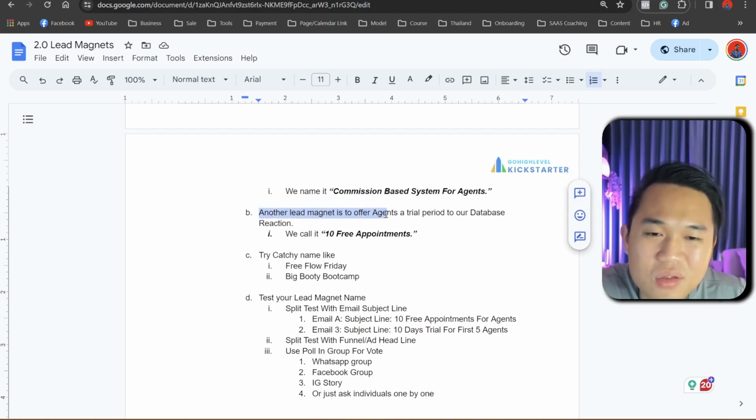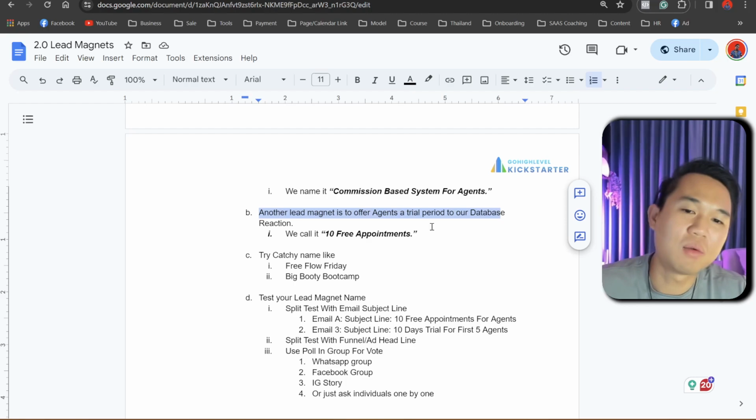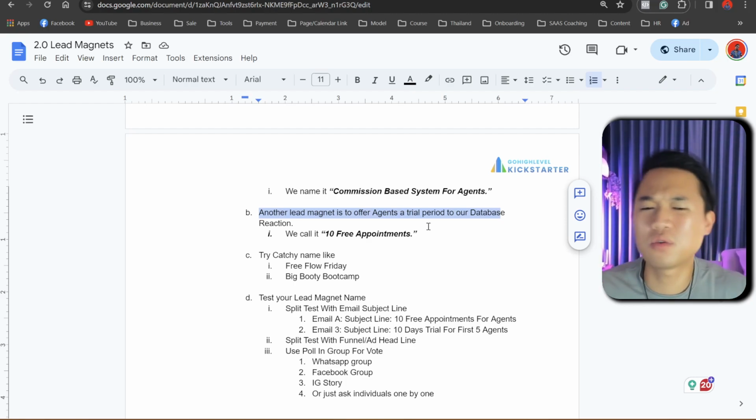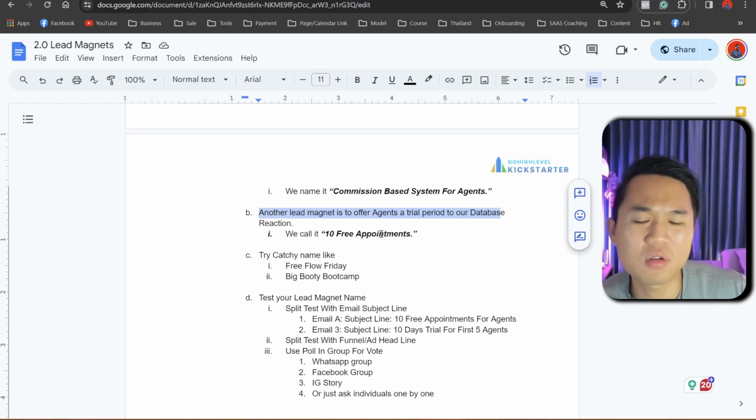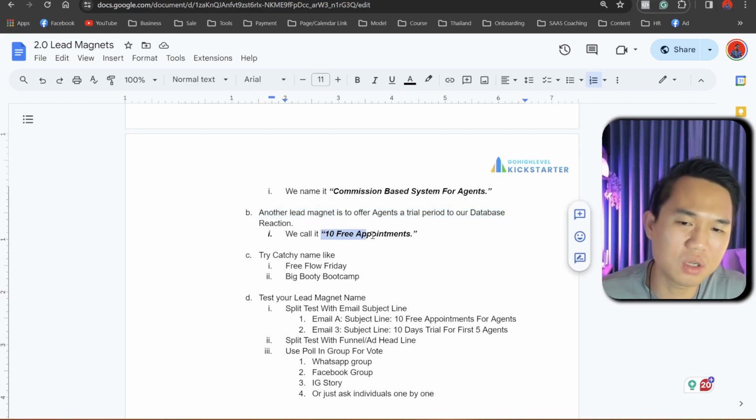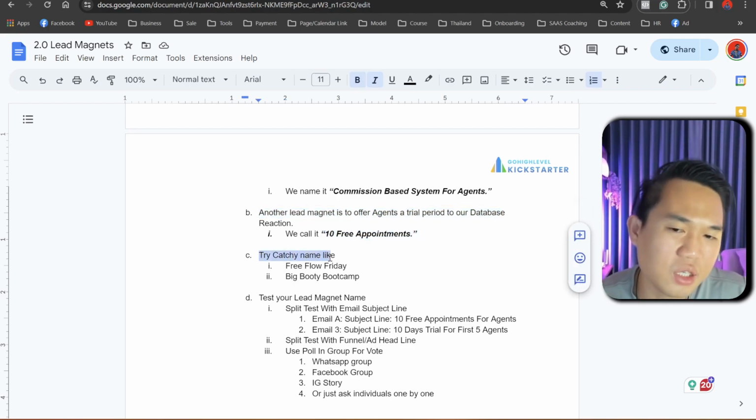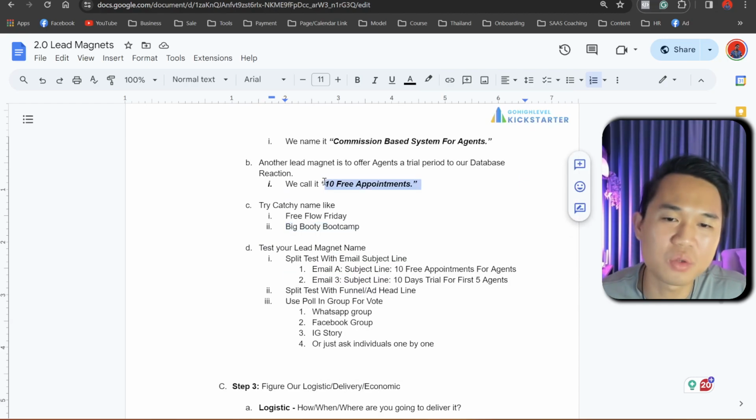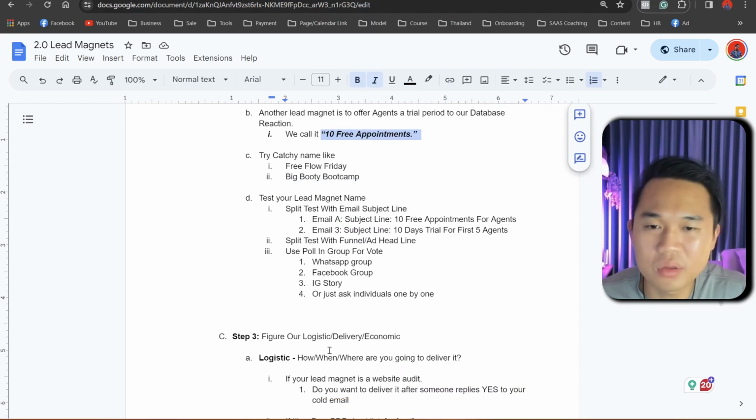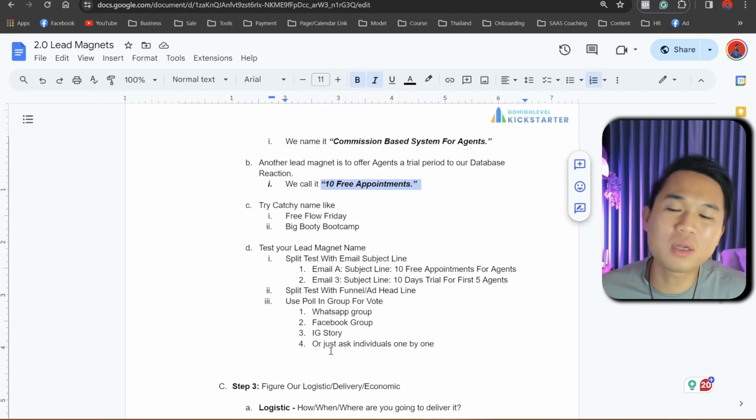Another lead magnet is to offer agents a trial period for our database reactivation campaign. We don't just call it a free trial of our DR campaign. We just call it 10 free appointments, right? We dress it up with words. You can also use catchy names such as Free Flow Friday or Big Booty Bootcamp. I'm obviously not using any catchy name there, and it still works, right? The point is that you don't have to do all of this. Just pick some that work, right?